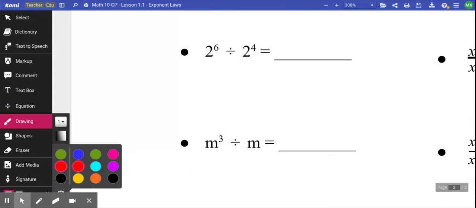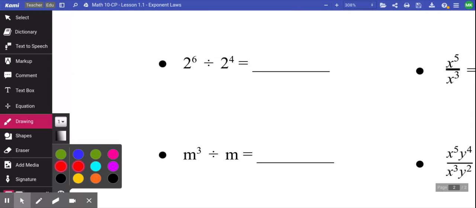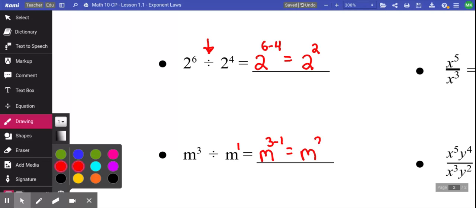Let's look at these two. The first one is 2 to the power of 6 divided by 2 to the power of 4. That would be 2 to the power of 6 minus 4. That is 2 to the power of 2. Because we're dividing, we subtract exponents. The next one is m to the power of 3 divided by m to the power of 1. There's an invisible 1 there. So that would be m to the power of 3 minus 1, which is m to the power of 2. Dividing, subtract the exponents.